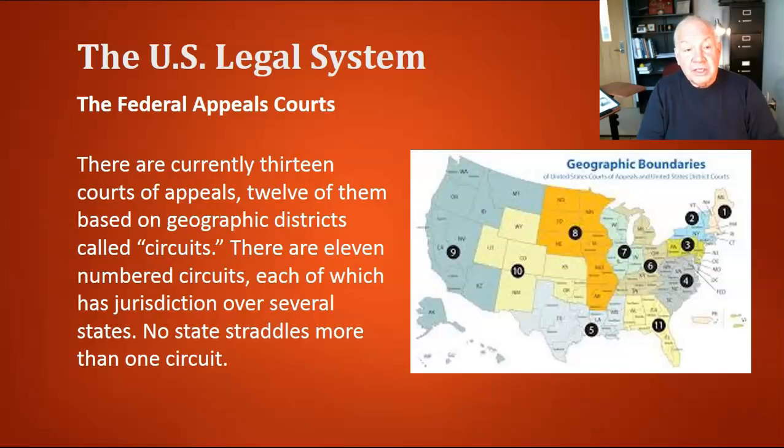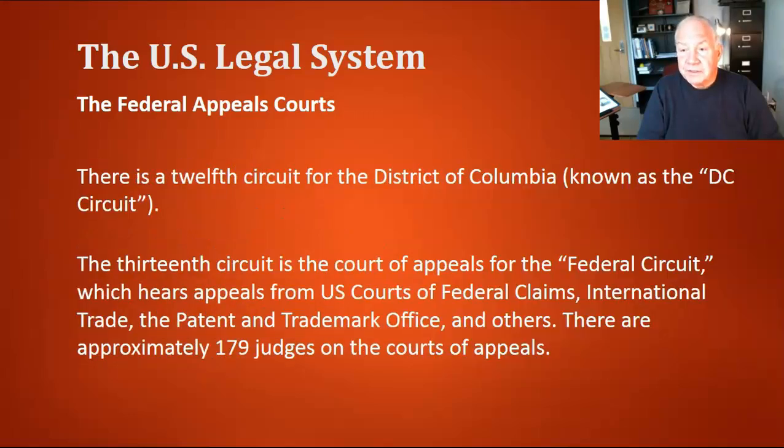There are currently 13 courts of appeal, 12 of them based on geographic districts called circuits. There are 11 numbered circuits, each of which has jurisdiction over several states. No state straddles more than one circuit. Again, you can see the geographic boundaries of the 11 federal circuits.